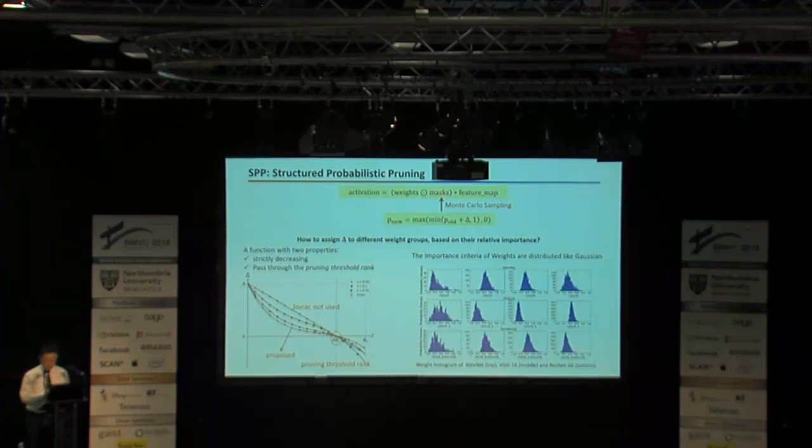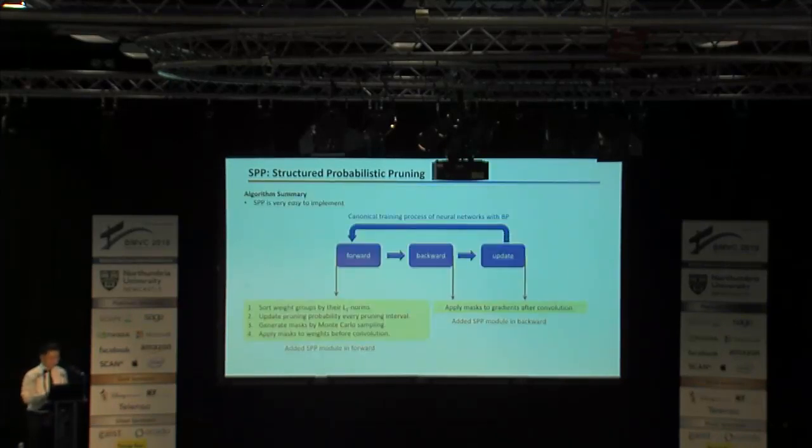We find that weights are distributed like a Gaussian, so there are many weights taking similar values at middle ranks. We must make the curve flat at middle ranks and make it steeper at lower and higher ranks to catch up with the changes of importance criteria of the weights. In our paper we use a continuous function to achieve this. Please see our paper for details. The algorithm is very simple.